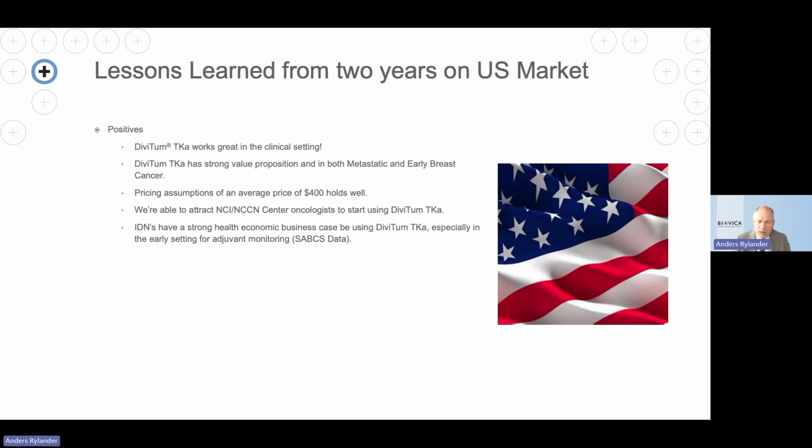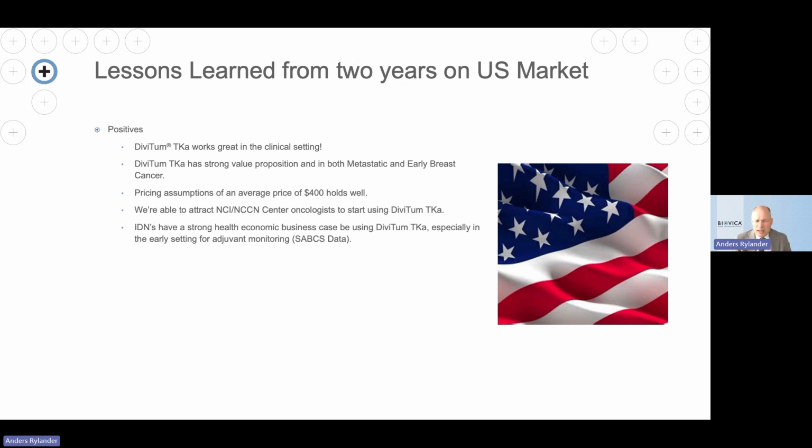Another thing that I'd like to highlight is that we have been able to reach out to the top oncology centers in the US, the NCI and NCCN centers. That's where we now have the majority of our revenues, and we've been successful, and it also provides some strong reference cases for others. We're able to use those oncologists to participate in advisory boards, sharing their experience and success with DiviTum with other oncologists, and it's also been a great way of attracting new customers.